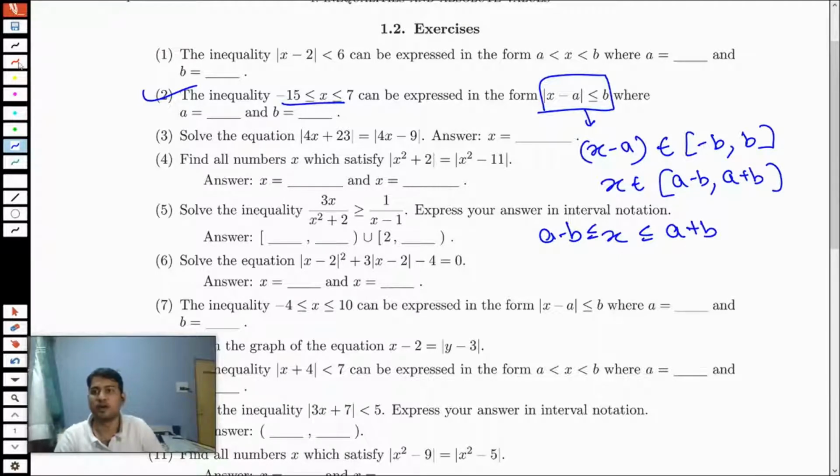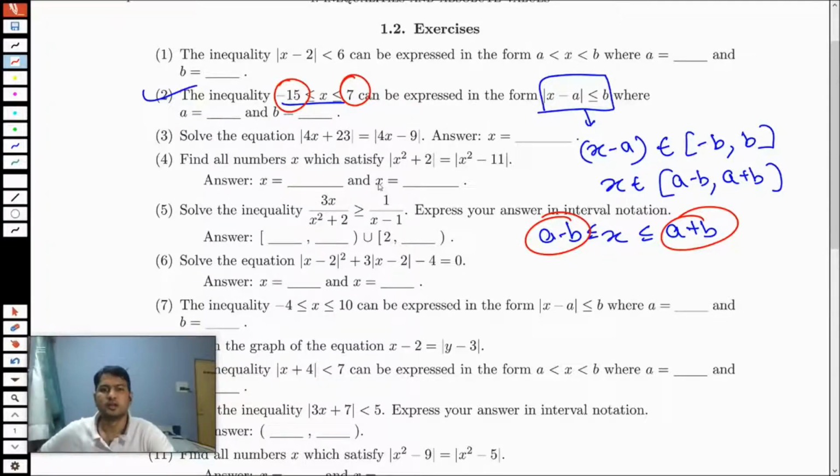Now you have two equations in two unknowns: a minus b equals minus 15 and a plus b equals 7. So you can find a and b. Yeah, that's how you can do it. All right.